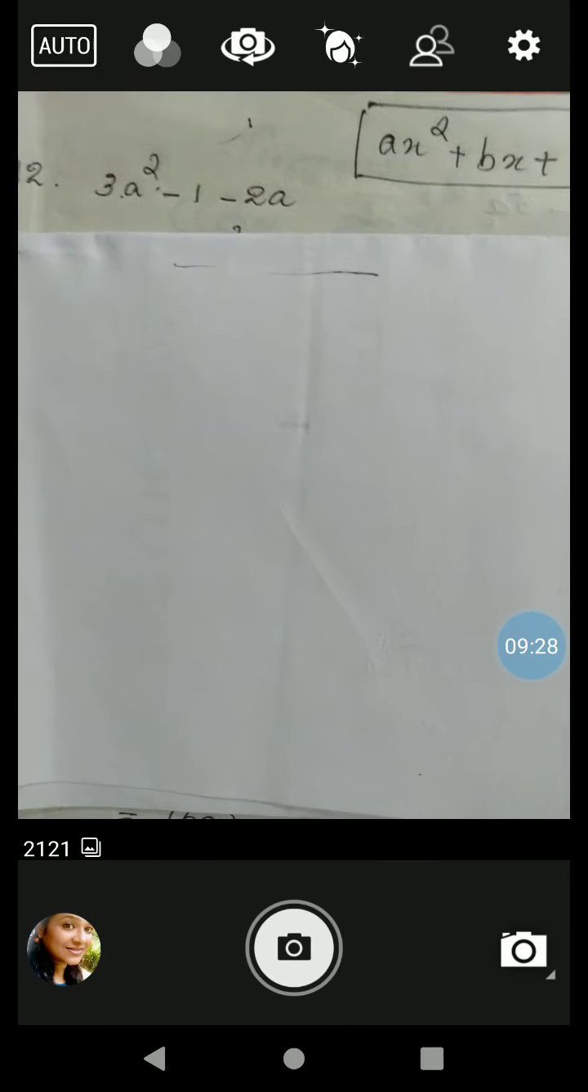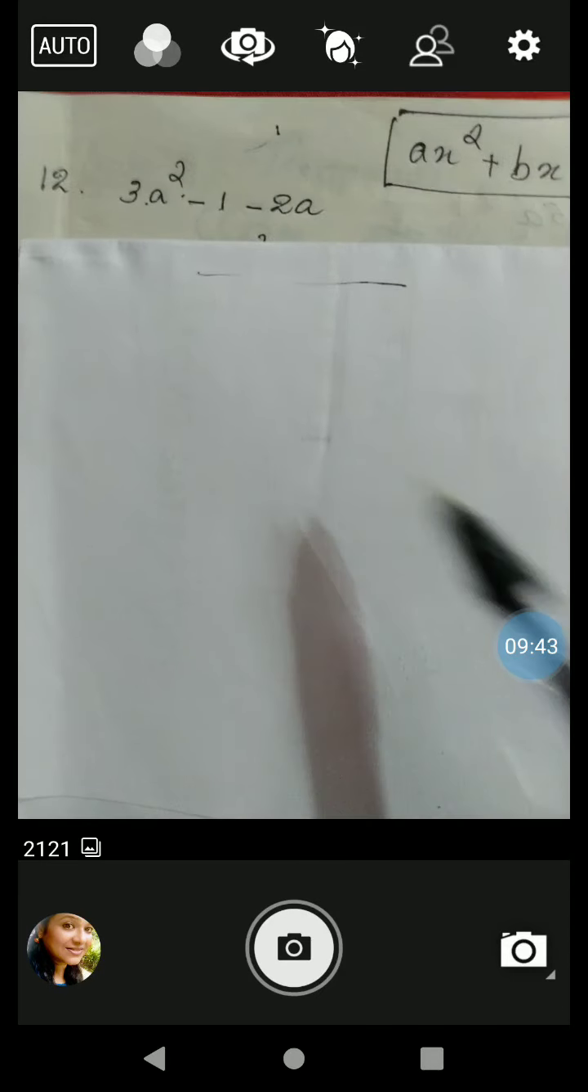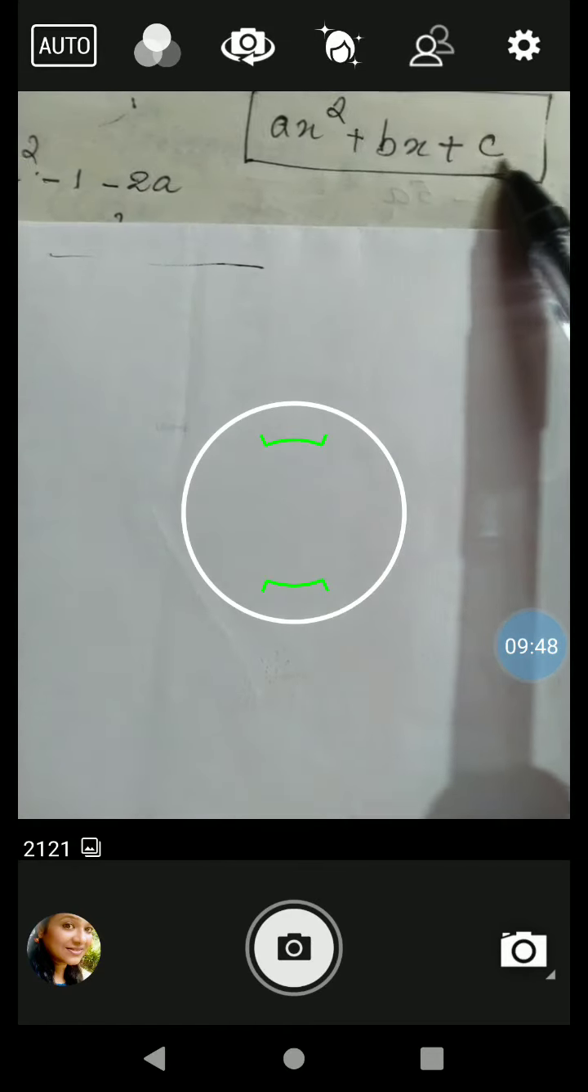We can do one more question. Question number 12. The question is 3a square minus 1 minus 2a. Actually it is a trinomial, but you have to express this in the standard form, ax square plus bx plus c, because here the power is 2. In the second term the power of x is 1. In the last term the power of x is 0, because it is c into x raised to 0. Actually, x raised to 0 is 1, so we can write c only here.